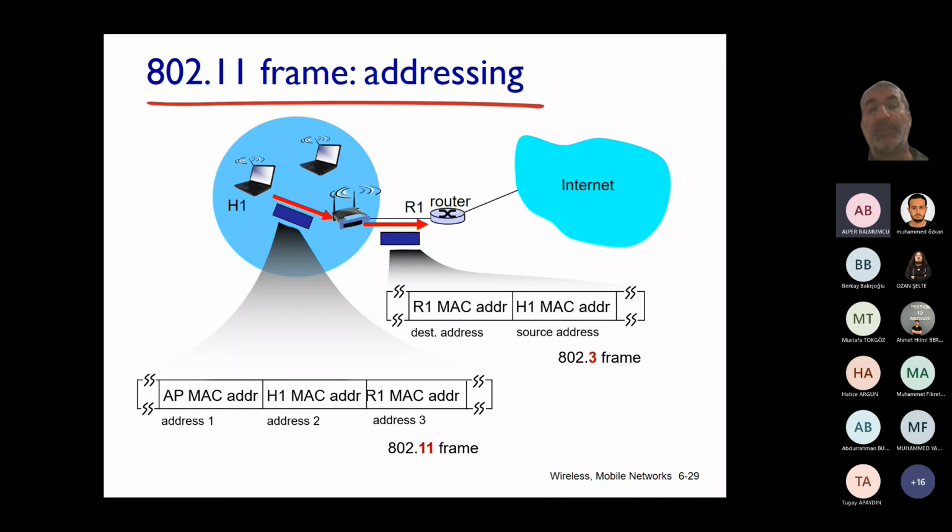So the access point is going to relay this packet to the router, and in this case an 802.11 frame is utilized. In this case, we utilize the 802.3 frame between the access point and the routers.